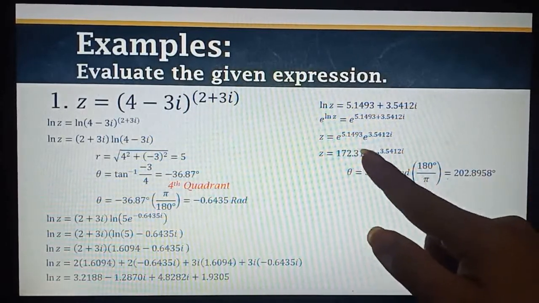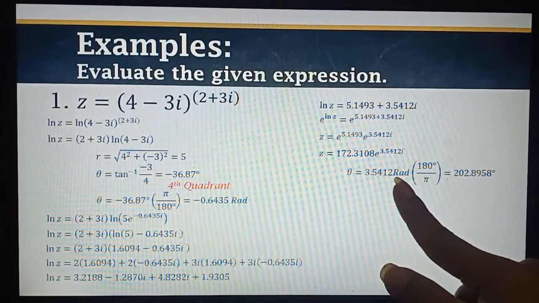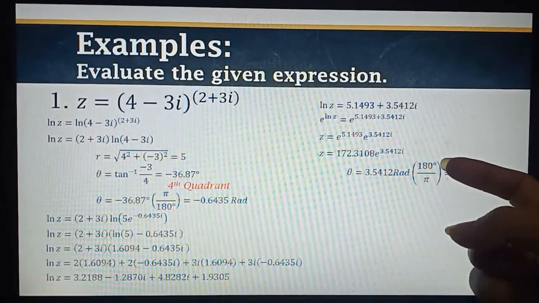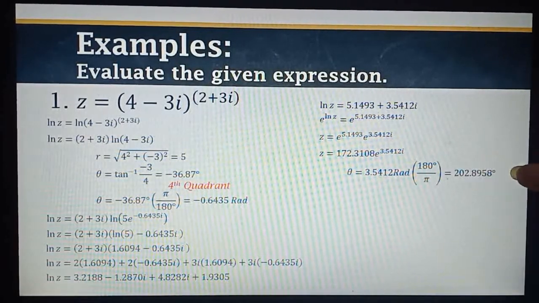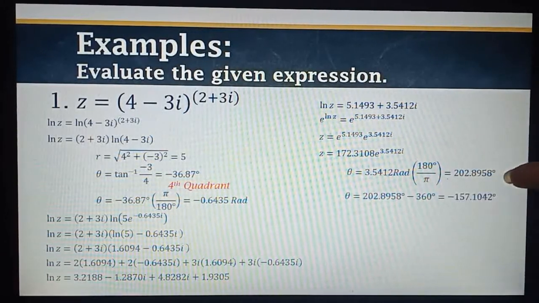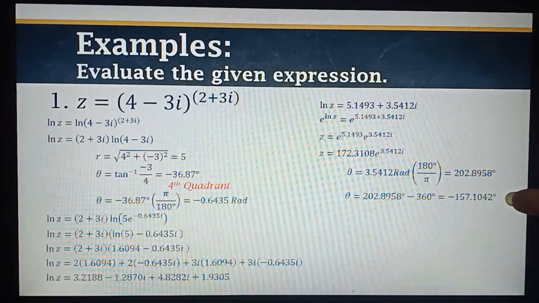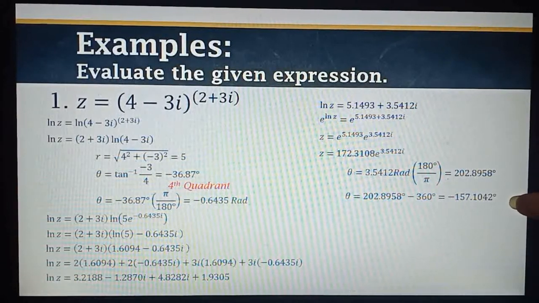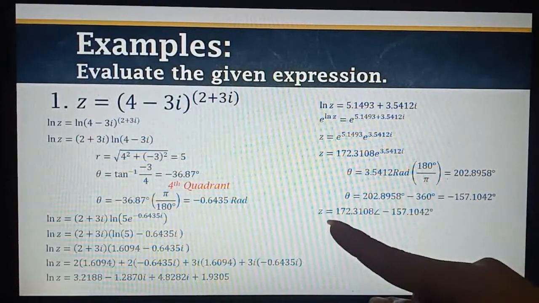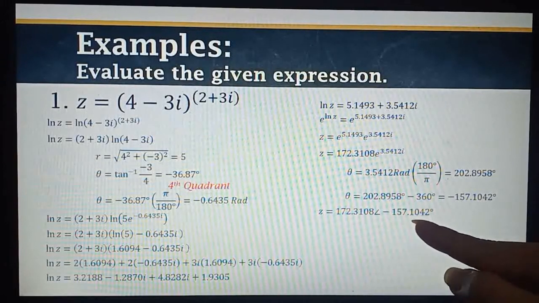So si theta na 3.5412i, this is rad. So, i-convert natin into degrees, multiplying it to sa 180 degrees all over pi, that is equivalent to 202.8958. So, if we simplify the theta, the minus 360, our original theta for the polar form is negative 157.1042. So, the polar equivalent is 172.3108 at angle negative 157.1042.